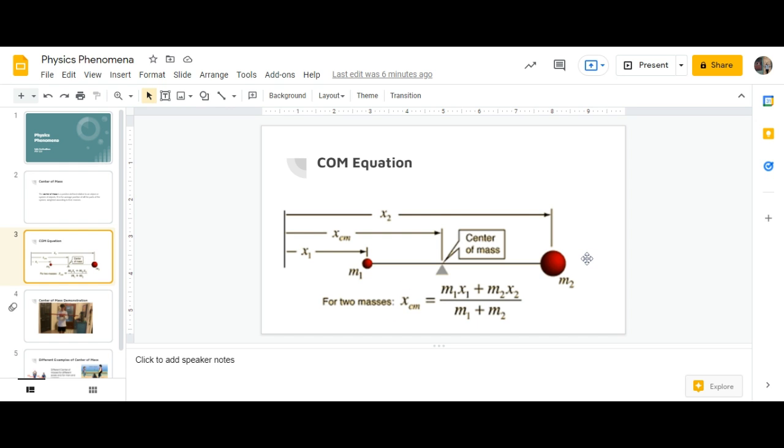This can also be used in the x-axis and the y-axis. So for the y-axis, you would just change out the x's for y's, and the y of center of mass equals mass of 1 times y of 1 plus mass of 2 times y of 2, all over the sum of mass of 1 plus mass of 2.